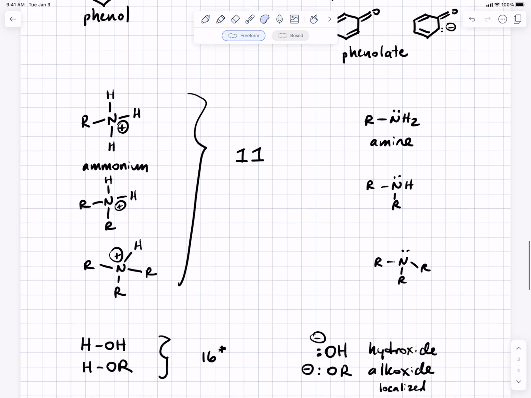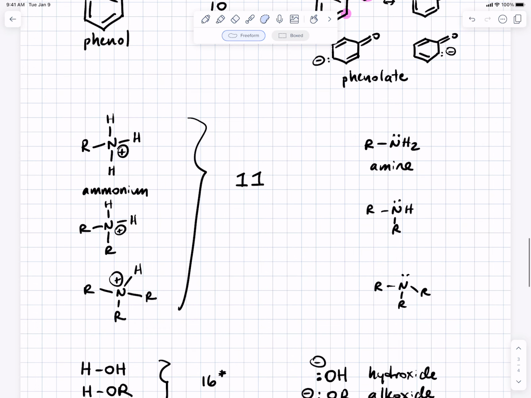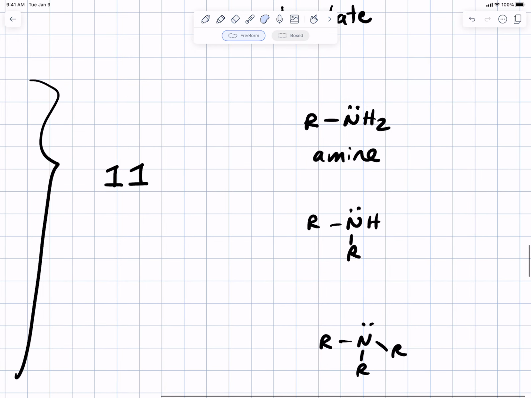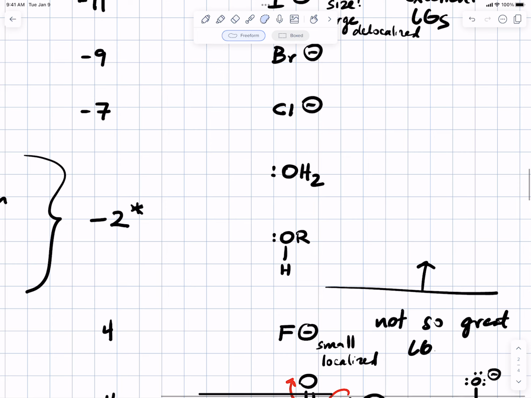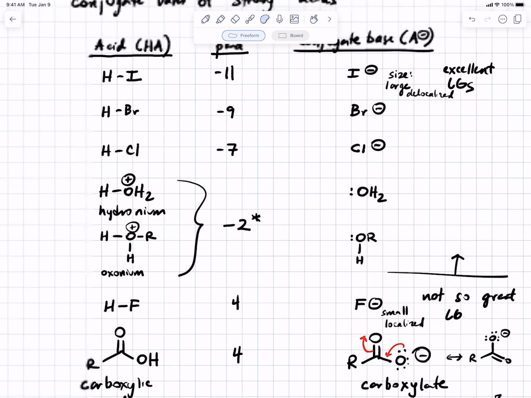Why is the ammonium ion so much less acidic than the hydronium ion? Look at the conjugate base, neutral nitrogen, lone pair on nitrogen versus neutral water, lone pair on oxygen. What's the difference? Electronegativity, straight up, oxygen's more electronegative than nitrogen. The lone pair on oxygen is more stable than a lone pair on nitrogen. Therefore, hydronium is more acidic than the ammonium ion.